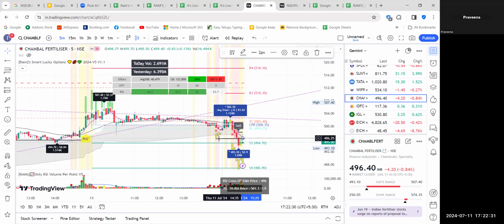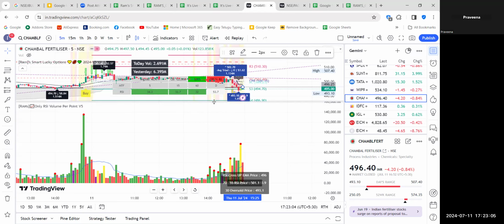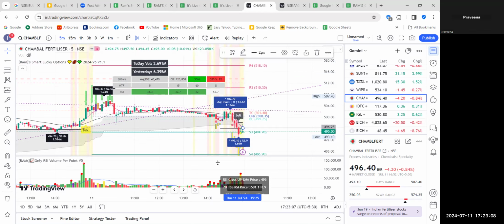If you observe, you can see a thick black line here, which we call the volume of control. That means most of the volume is at this price range. So if any candle closes below this, the price will fall. If any candle closes above this, the price will move up. Okay. Here it is showing 70% RSI is at 501. It's not 501. What is there?